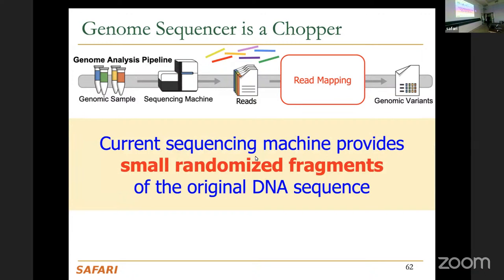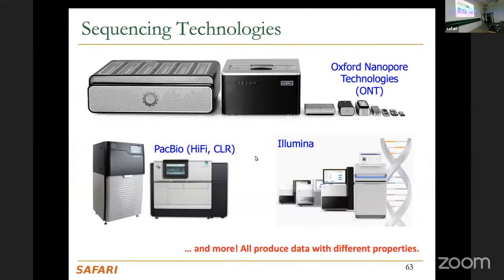But the real takeaway is that we have many small randomized fragments from the original DNA, so that's what we want to analyze. And we have several different sequencing technologies, right? So we have Oxford Nanopore technologies. They also vary in size. We have PacBio, Illumina. So PacBio itself can be, I don't know, as large as this part of the room, the projector part, while that particular device here can fit in your palm. So you can even hand out that device. So the sizes really vary a lot.